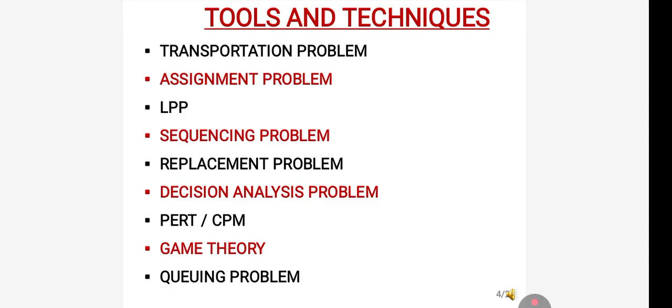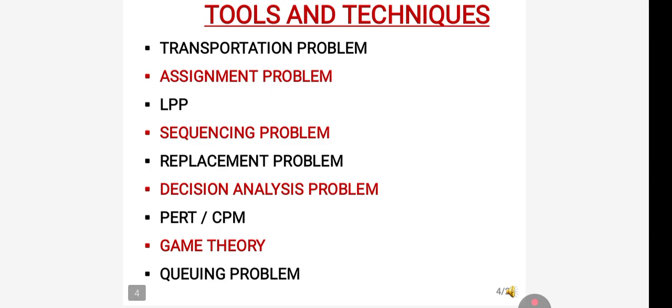And next comes the replacement problem. This replacement problem is very much useful to find out when we have to replace a durable item. That is, some of the items we make use of with the problem. Then we make use of decision analysis to find out the best opportunity which is available.